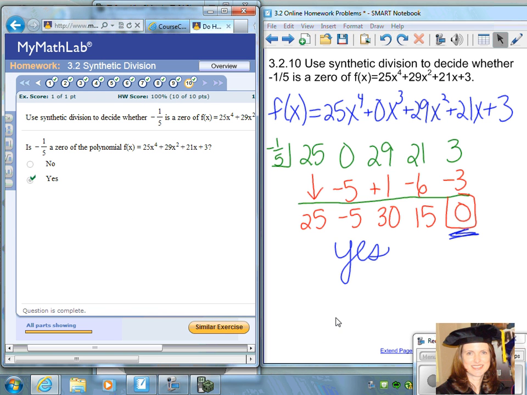Okay, practice synthetic division. We are going to be using it in later sections, and it can be a very quick and easy tool to do some factoring of polynomials.